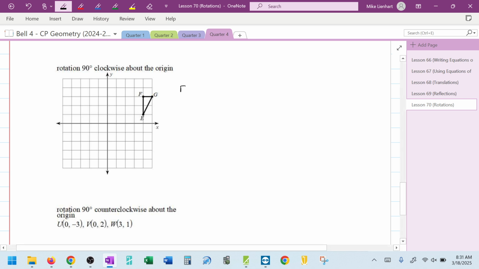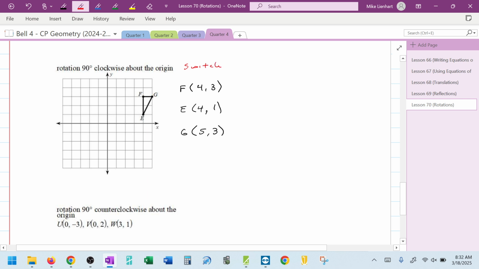All right, so let's try F. Is that 1, 2, 3, 4, 1, 2, 3, 4, 3. I know E is at 4, 1, and I know G is at 5, 3. Now we're going to rotate this 90 degrees clockwise, so that means it's kind of coming down in this direction. It's coming down to here. Because I'm rotating 90, I know it's switch.